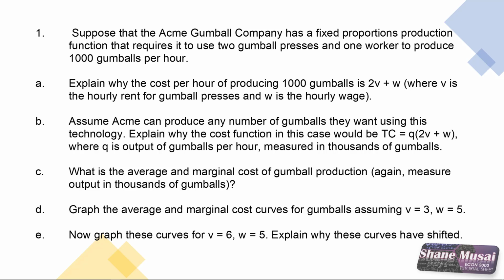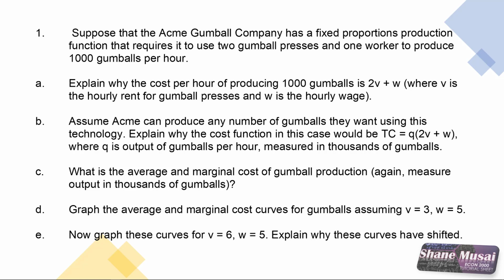Part A says, explain why the cost per hour of producing 1000 gumballs is 2V plus W, where V is the hourly rent for gumball presses and W is the hourly wage. The answer is that the manufacturer does not change its input mix in response to changing input prices. The cost of producing 1000 gumballs would always be just the cost of 1 worker and the cost to rent 2 presses. It would always be the cost of hiring 1 worker for an hour and renting 2 gumball presses for that hour.